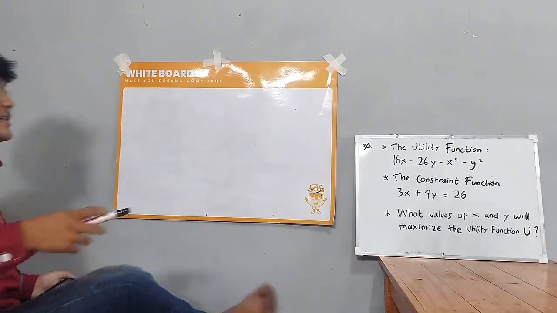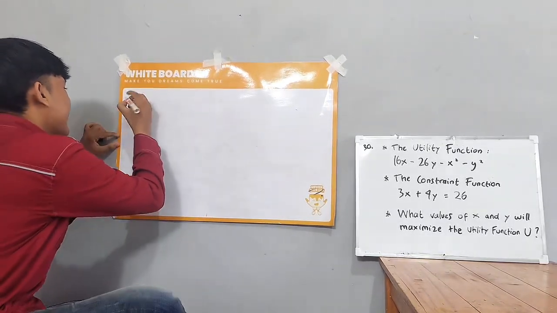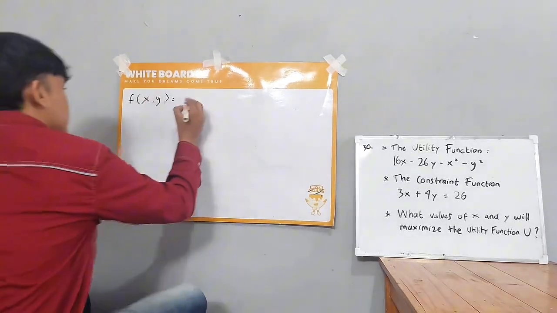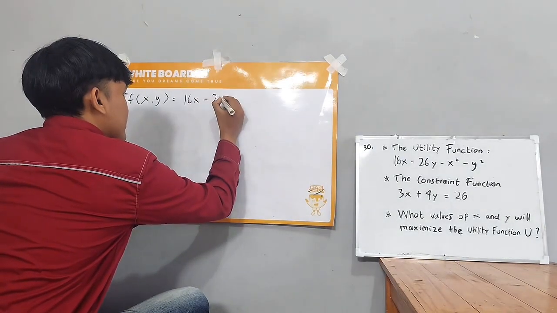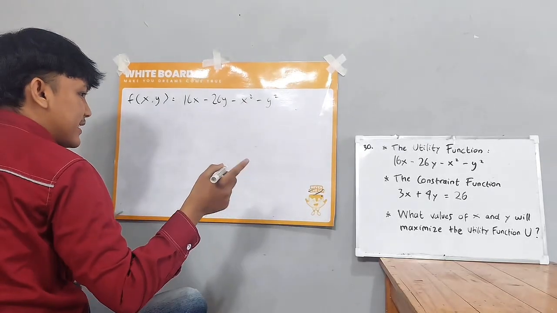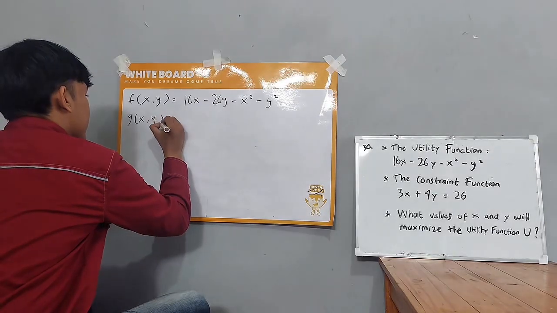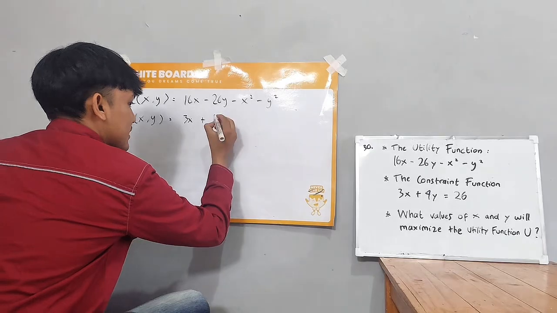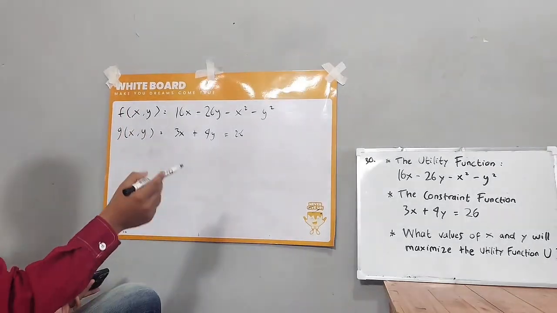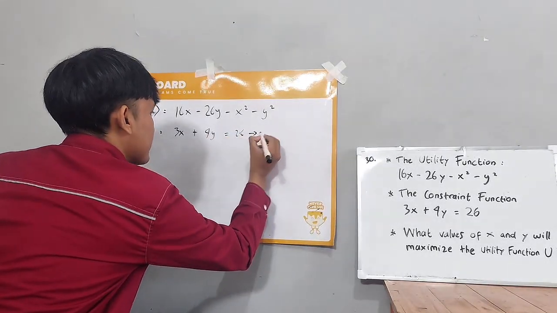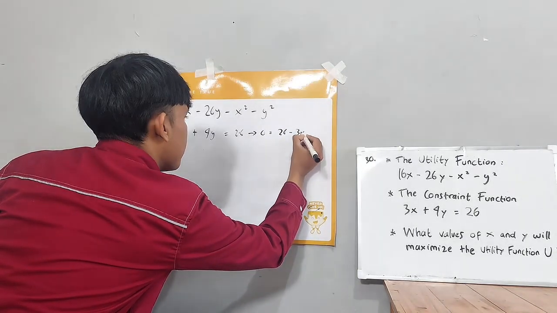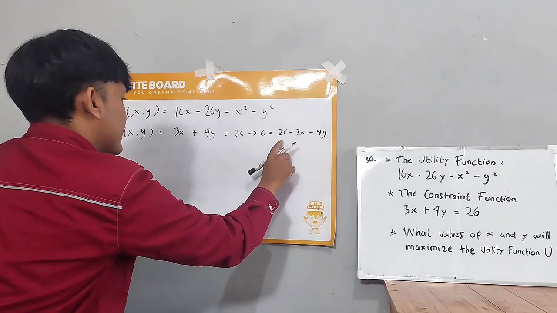First, we have to write the utility function as f(x,y) becomes 16x minus 26y minus x squared minus y squared, and the constraint function as g(x,y) is 3x plus 4y equals 26, and we set it equal to 0 like this. We have this equation.